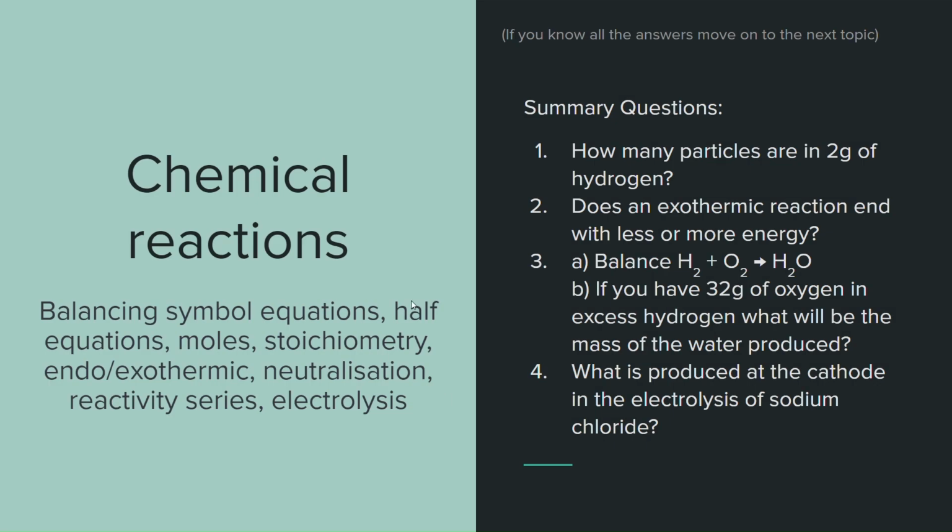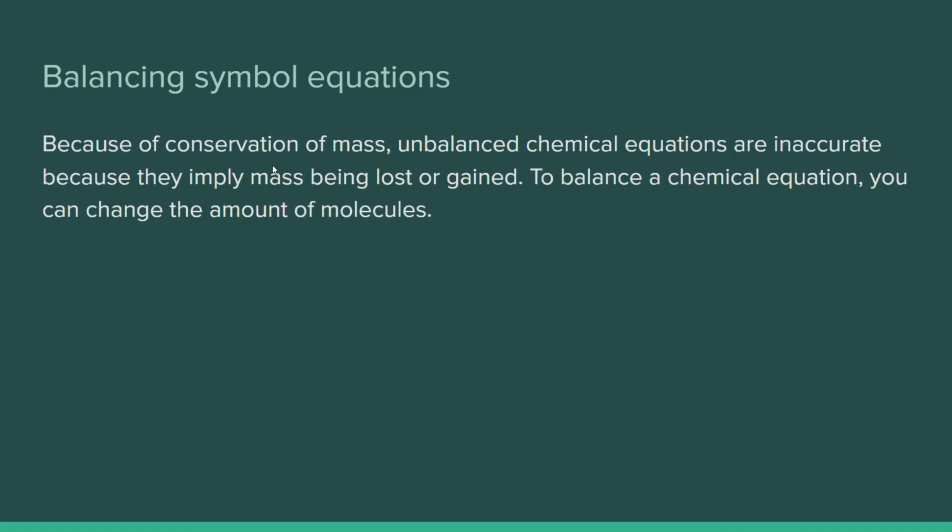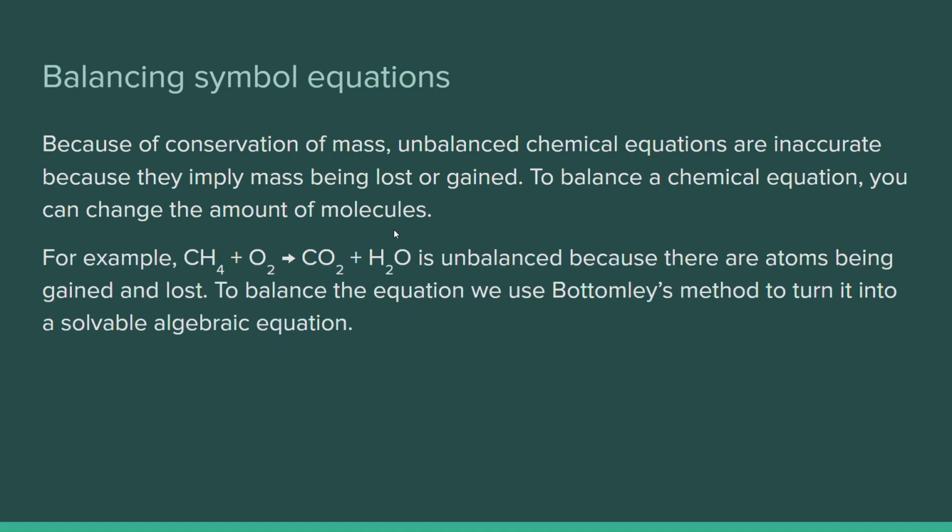So onto chemical reactions. So balancing symbol equations. Because of conservation of mass, which is no mass can be destroyed or gained, unbalanced chemical equations are inaccurate because they imply that mass is being lost or gained. So to balance a chemical equation, you have to change the amount of molecules, but you can't change the amount of little atoms there because that would change the whole molecule, wouldn't it?